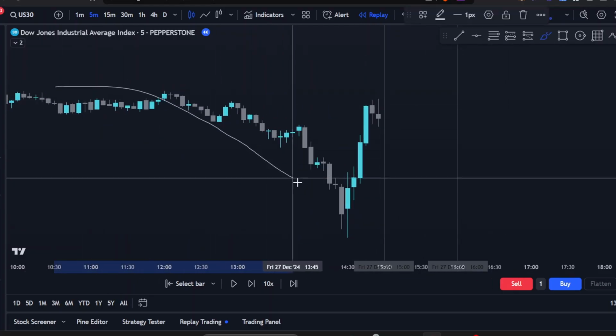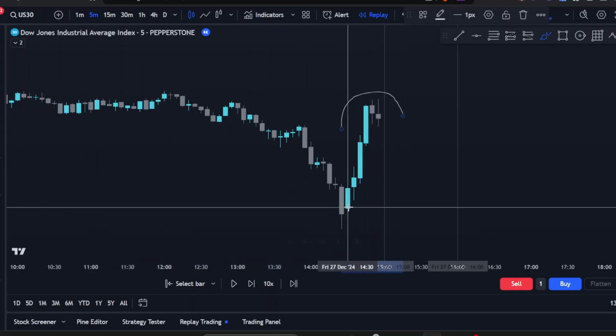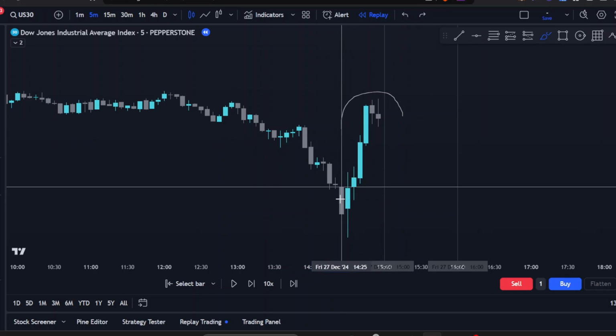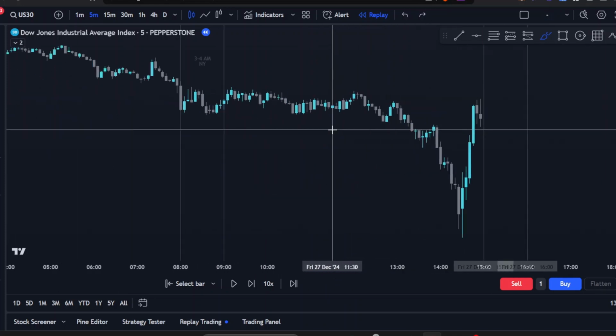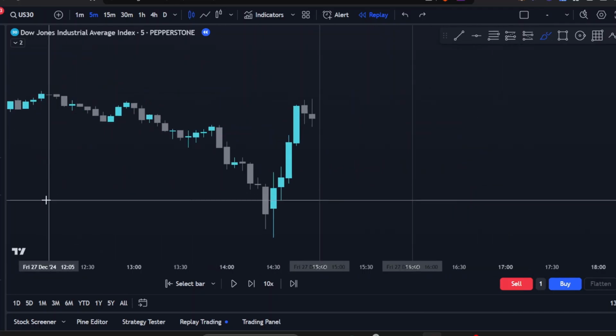So as we can see, the trend has been bearish. We've had this push to the upside because of the open of the New York Stock Exchange, but we're not going to take that into account. We're going to remember that we are bearish, so we are only looking for short positions.